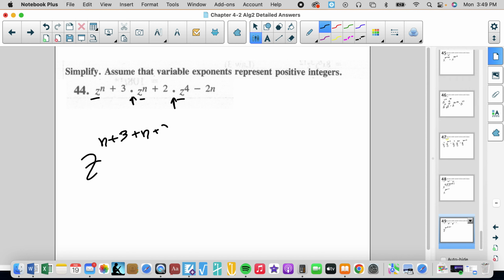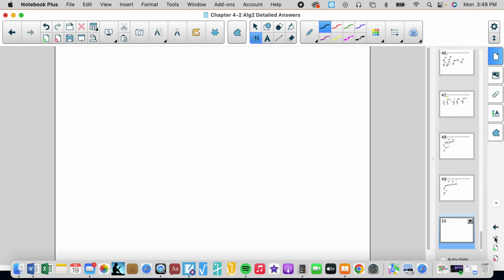Plus n plus 2 plus 4 minus 2n. So the n's cancel out, and we get z to the 9th. Now that's a real weird one. The fact that you can end up with z to the 9th after all that other shenanigans, it's very interesting.